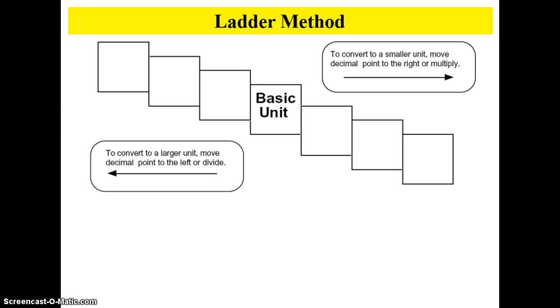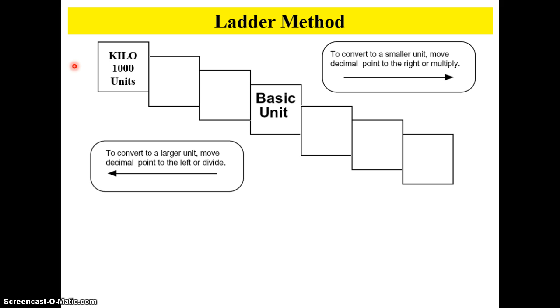unit to another. So if we think about the basic unit being in the middle, that would be gram, meter, or liter. If you want to convert to a smaller unit, you would move your decimal point to the right, which is in a sense multiplying by 10. If you wanted to convert to a larger unit, you would move your decimal point to the left, which is the equivalent of dividing. So let's review what we're dealing with, the different units.